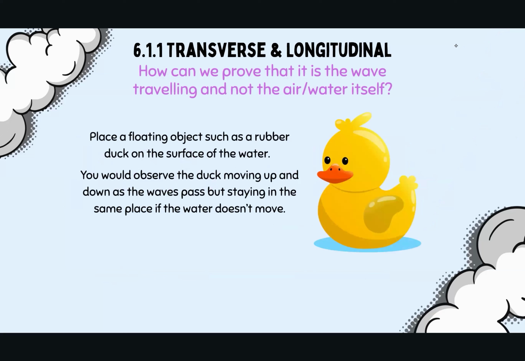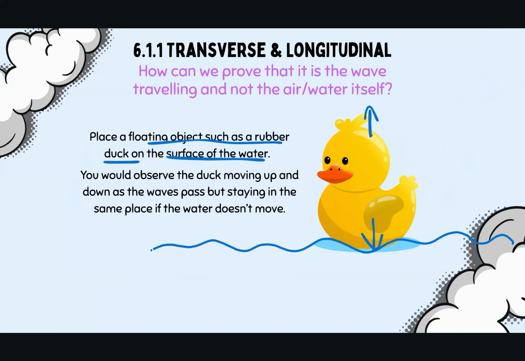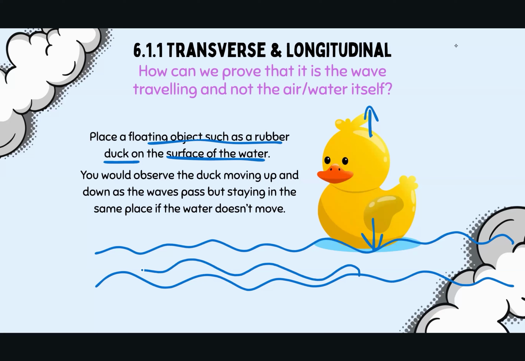So how can we prove that it is the wave traveling and not the air or the water itself? So one example is if you place a floating object such as a rubber duck on the surface of water, and you cause a small disturbance. You'll observe the duck moving up and down, and as the wave passes, the small disturbance, you'll see the wave moving through, and you'll see it moving back, but you'll only see the duck moving up and down. You won't see the duck flowing with the water back and forth.